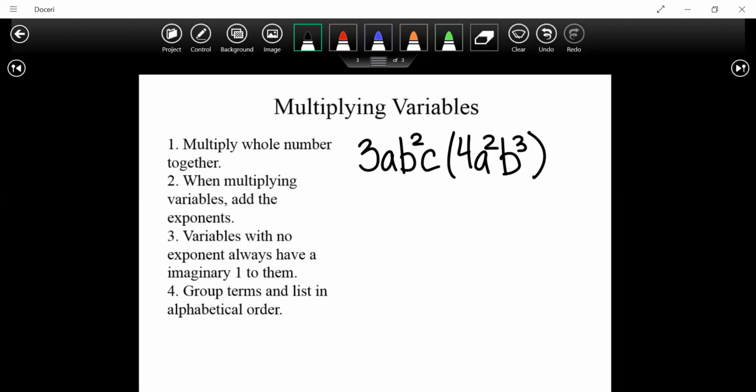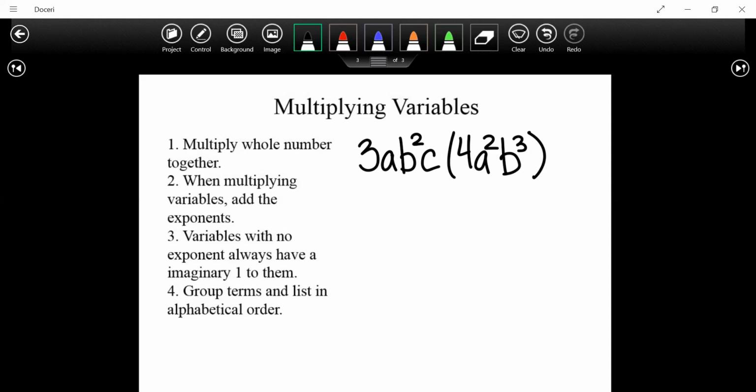This is just multiplying one term, so you can think about it as a distributive property with just one term, a multiplication. That's all we're doing. We're grouping terms and multiplying them together. Looking at multiplying variables or expressions, multiply the whole numbers together. When multiplying, we add the exponents. Variables with no exponents, like our a up here that has nothing on it, we can always assume that there's an imaginary one there. Grouping terms and list them in alphabetical order.